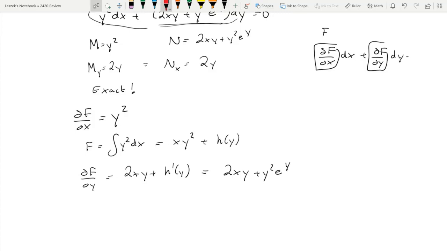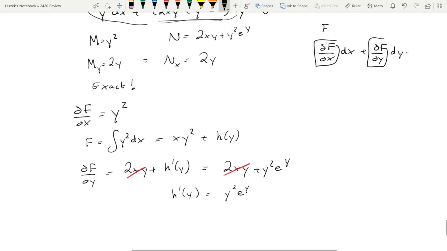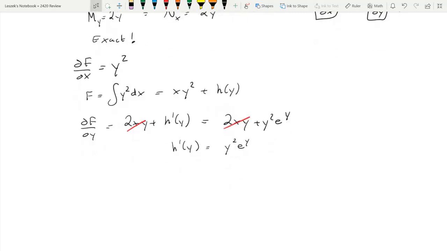Now notice that some stuff cancels out. Importantly, the x stuff cancels out. Otherwise, we would get a contradiction and we would have gotten something wrong, right? So if I have h prime of y, a function of y, it better be equal to just a function of y. There better be no x's there. So that's a good sign that we didn't make any obvious mistakes.